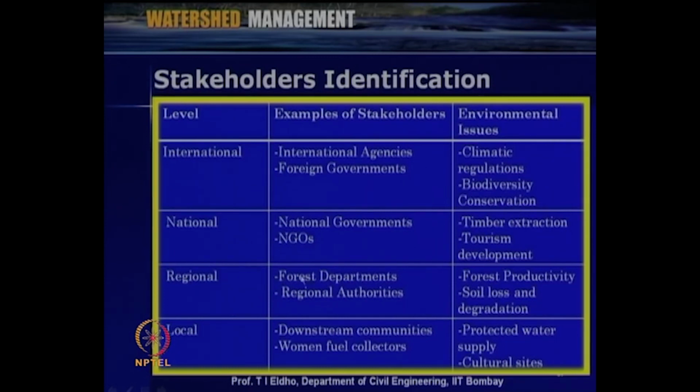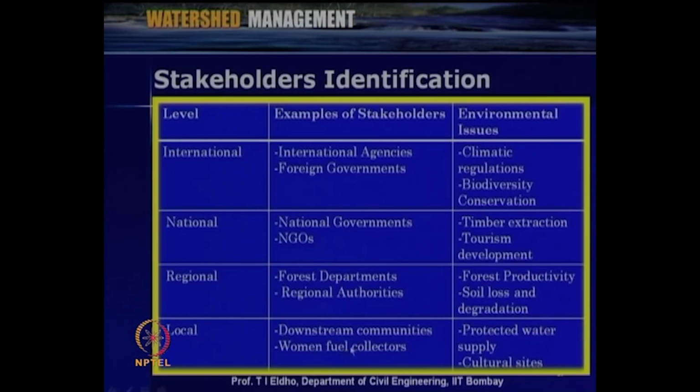The level can be regional. It can be a particular region, a group of districts, or a particular district. Examples of stakeholders can be forest departments, regional authorities, district authorities, etc. Here, for example, the issues can be forest productivity, soil loss and degradation. So, these can be some of the issues.